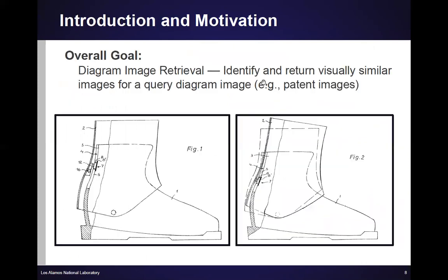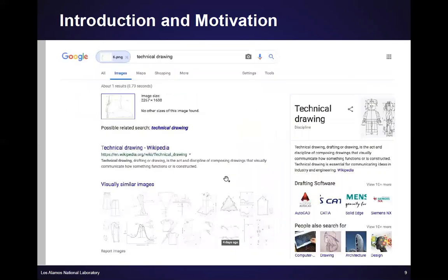So the overall goal of the project I worked on at Los Alamos National Laboratory is diagram image retrieval, which is to identify and return visually similar images from a query image. For example, if you input this image, it should return both images that are in the database. If you ask Google, it can tell you the high-level category is a technical drawing, but do you think these are visually similar? Not at all, right?